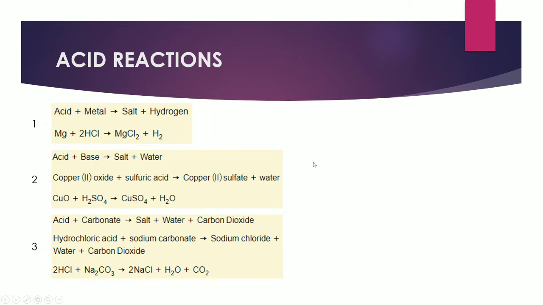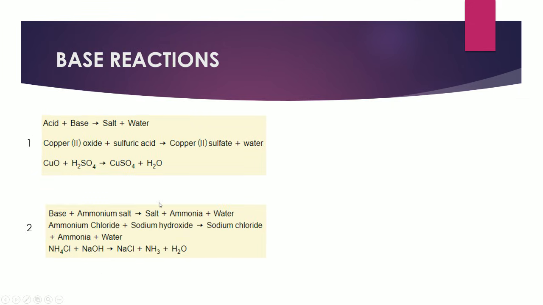Acids plus carbonates are similar. You get salt, water, but you also get carbon dioxide. So in the example, hydrochloric acid and sodium carbonate, the salt will always be a combination of the metal ion, which is the sodium ion, with the anion from the acid, which is the chloride ion. When they combine together, you get sodium chloride, the salt here, along with the two byproducts of water and carbon dioxide. So it's fairly simple to remember.